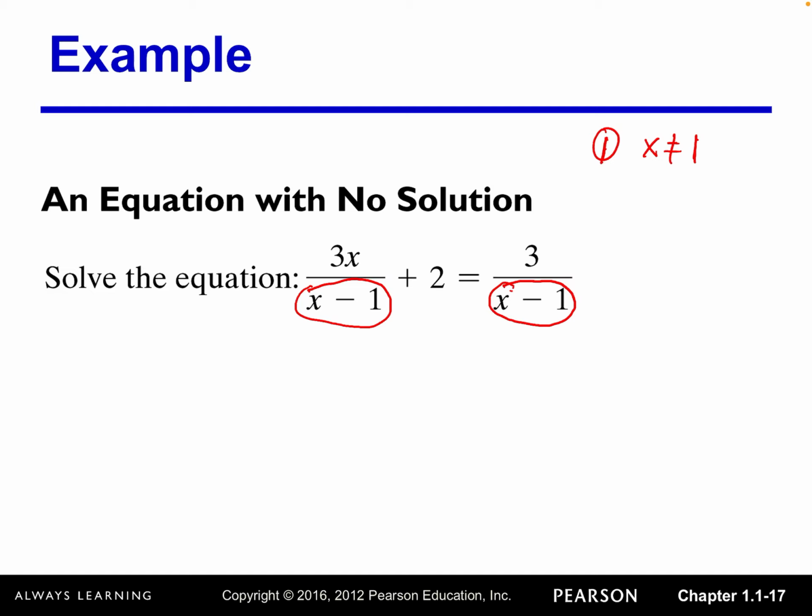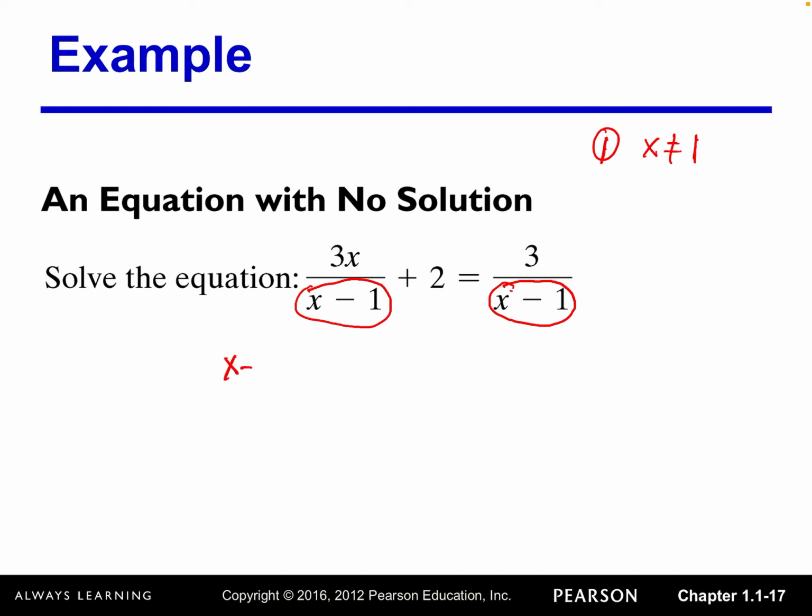And a similar idea as what we did with the previous example, whenever we see a denominator in the equation, we would like to cancel the denominator. So we want to cancel x minus 1. How can we cancel x minus 1? We can apply the multiplication principle, right? Both sides of the equation multiply by x minus 1.